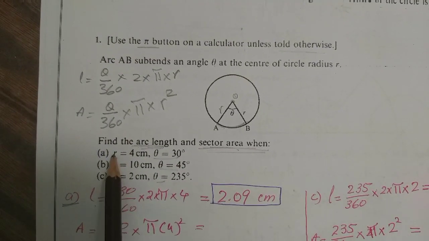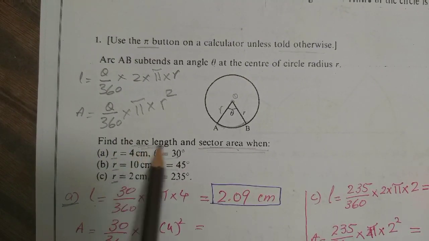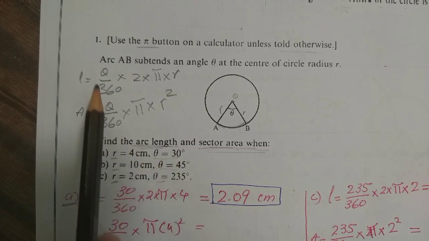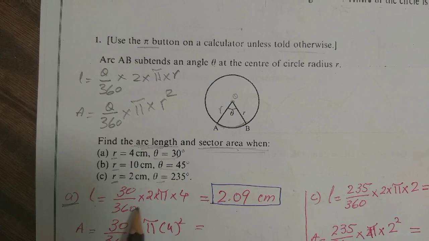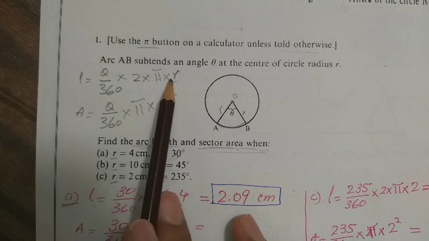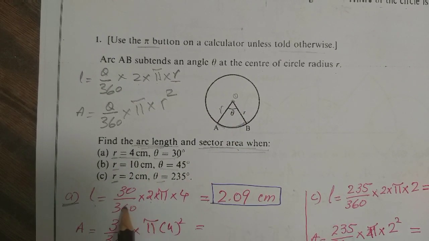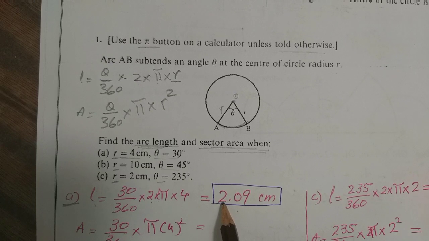We are given the r value. I'm doing the arc length first. Length equals theta over 360 times 2 times pi times r, replacing theta by 30 and r by 4. Simplify, put it in the calculator, and you find the answer, 2.09 centimeters.